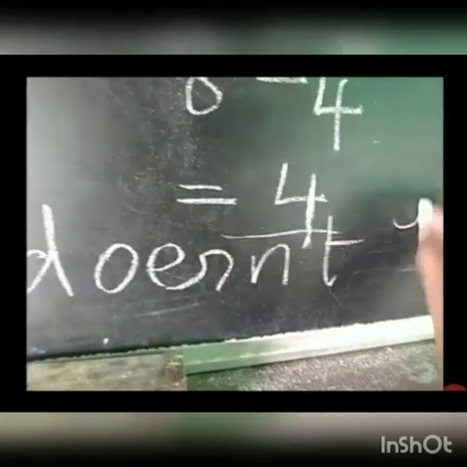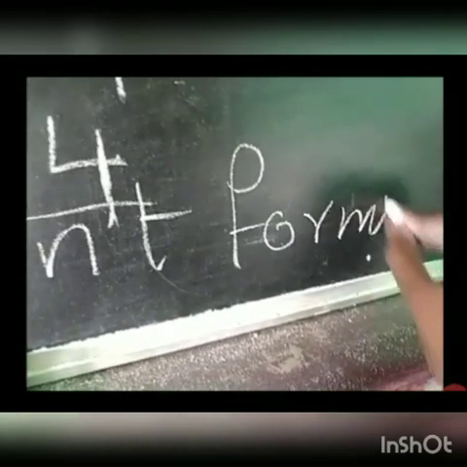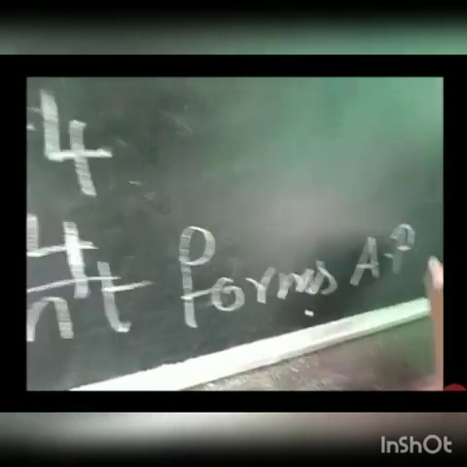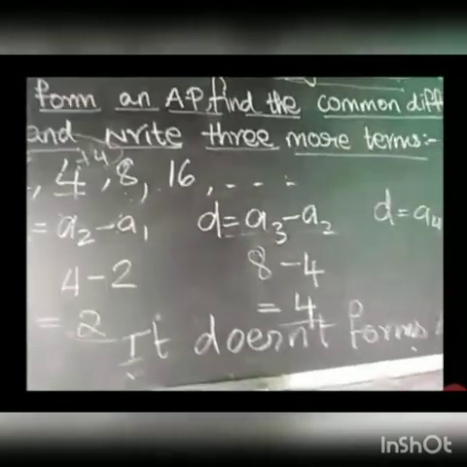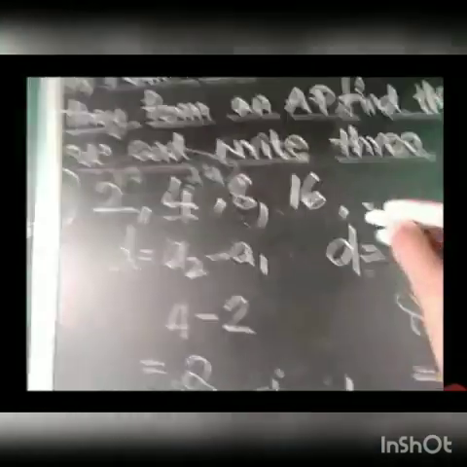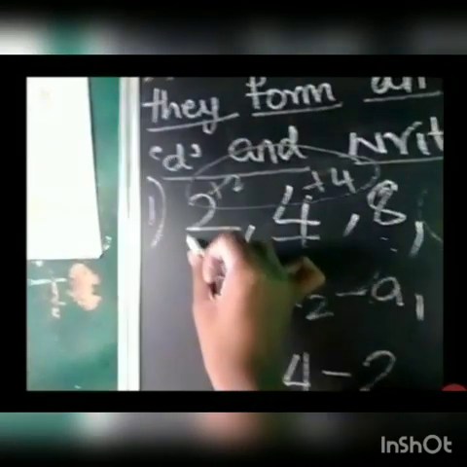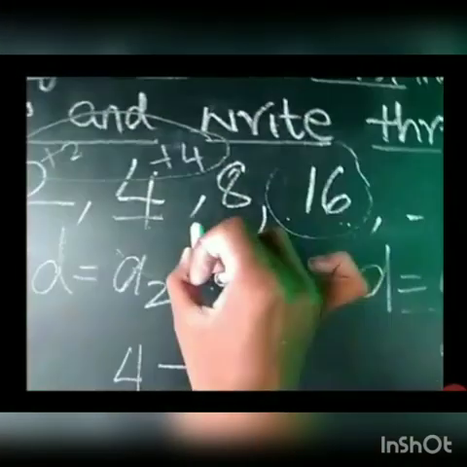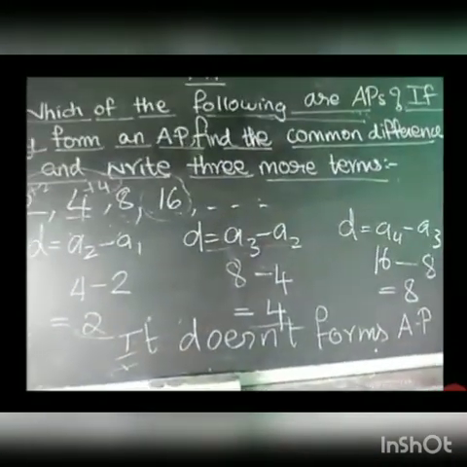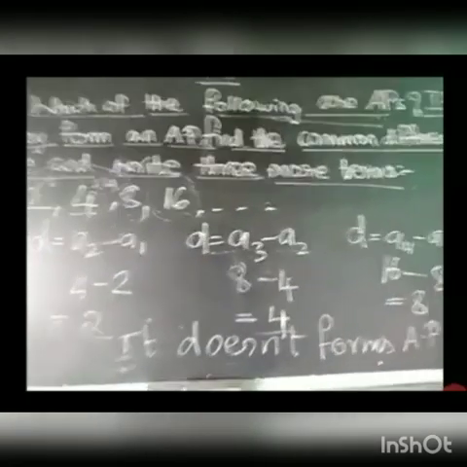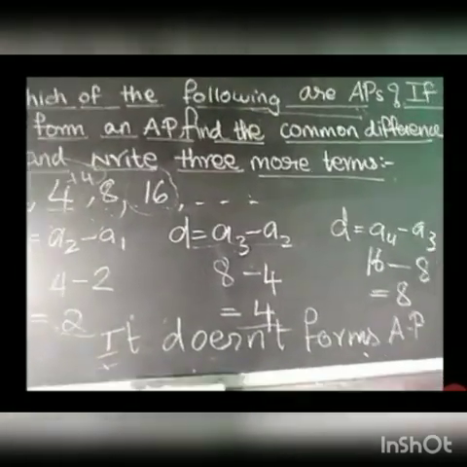Since it is not forming an AP, we don't need to find the common difference and the next 3 terms. If it forms an AP, then it is mandatory to find the common difference and next 3 terms. If we take this formula also, A4 they have given is 16. A1, A2, A3, A4. A4 is 16, A3 is 8. So I will write 16 minus 8, which is again 8. Again the common difference is not the same. Since the common difference is not the same, the given progression is not in AP. So conclude your answer that it doesn't form an AP.